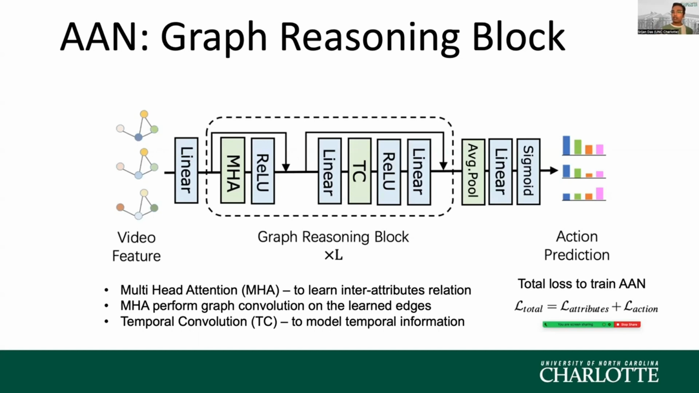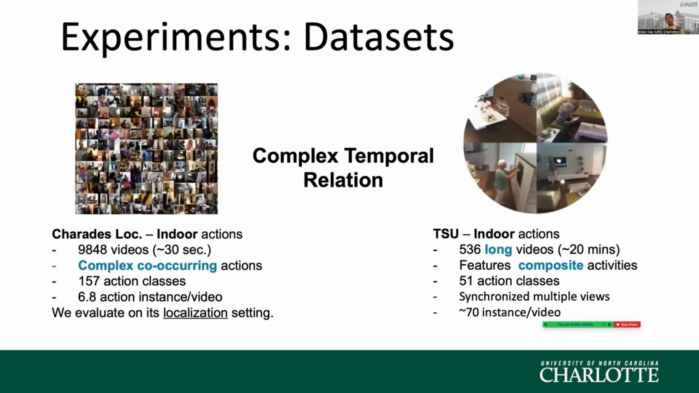The total loss to train Attributes-Aware Network is the convex combination of the mean square error between the language and the visual semantics, and the binary cross entropy to learn the multi-label classes. For experiments, we have used 2 complex temporal relation-based datasets, Charades and Toyota Smarthome Untrimmed. Both the datasets have very complex activities, and just a note that for Charades, we evaluate on its localization setting.